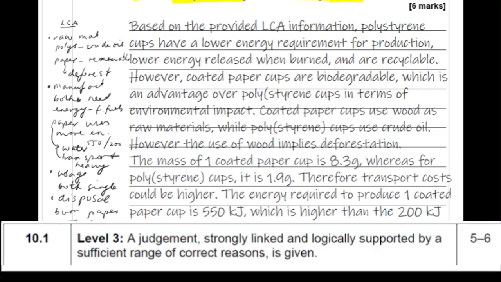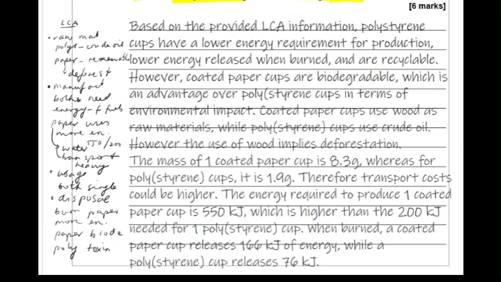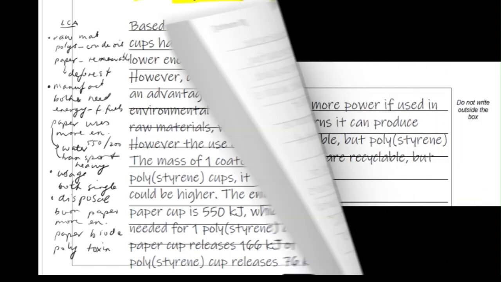The energy required to produce one coated paper cup is 550 kilojoules, which is higher than the 200 kilojoules needed for one polystyrene cup. When burnt, a coated paper cup releases 166 kilojoules of energy, while a polystyrene cup releases 76.